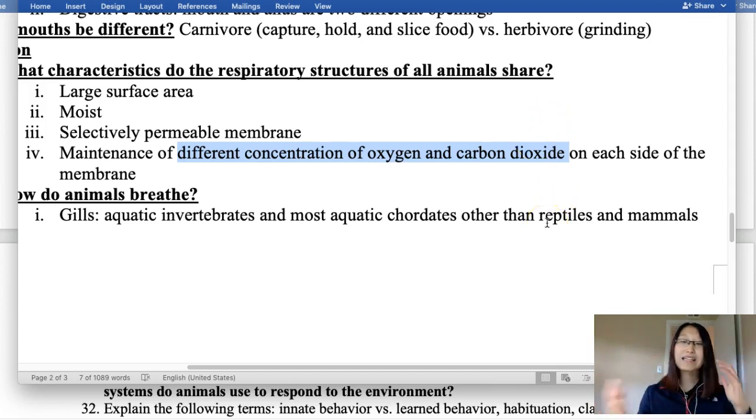Okay, so maintaining this difference in concentration, high on one side of the membrane, low on the other side of the membrane, for both types of gases, is what allows us to actually breathe in and breathe out and actually transport the oxygen all throughout our body and get rid of carbon dioxide.